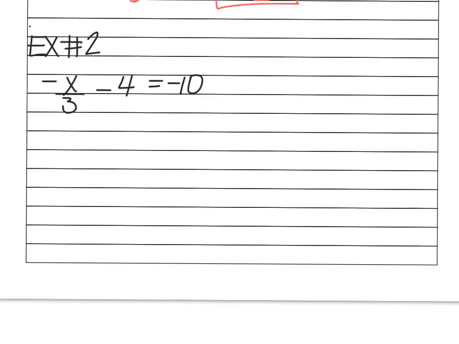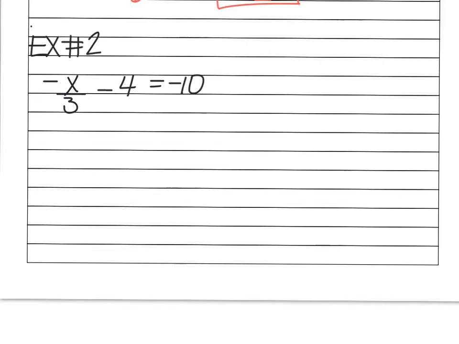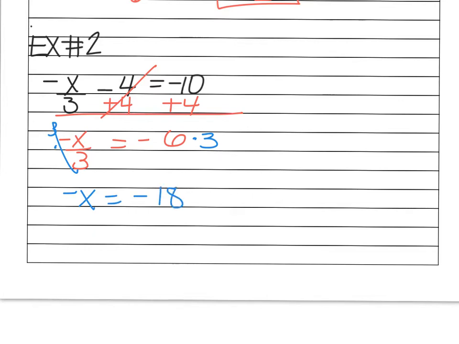So 3 goes into 9 3 times and into 6 twice. Example number 2. Let's go ahead and add 4 to both sides, get rid of that number. And I have negative x over 3 equals negative 6. So now I'm going to take the inverse property and multiply by 3 to both sides. I have negative x equals 6 times 3 is 18, and it is a negative. And I'm going to multiply by negative 1 to both sides so that this is x equaling 18. Negative times a negative is a positive.